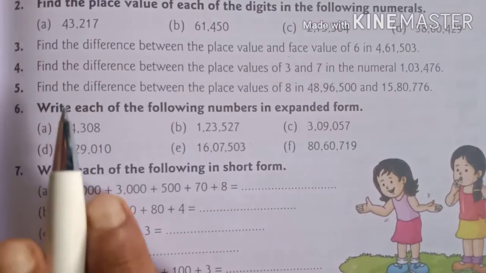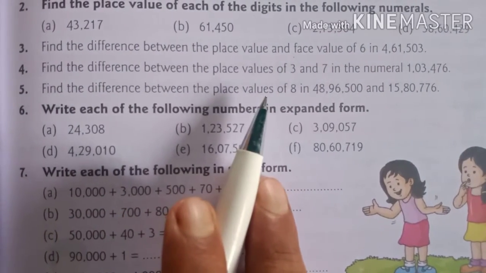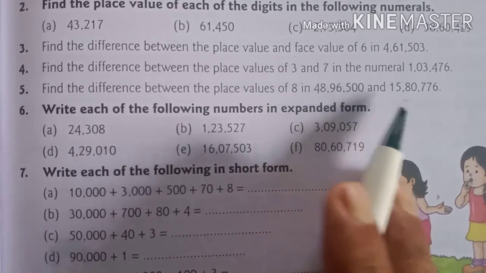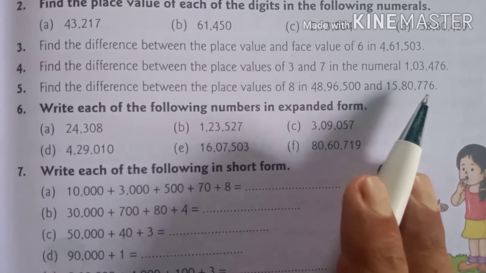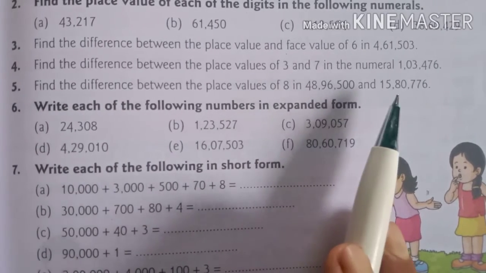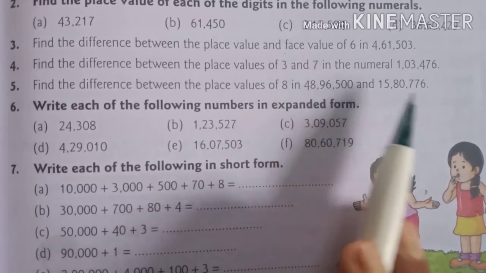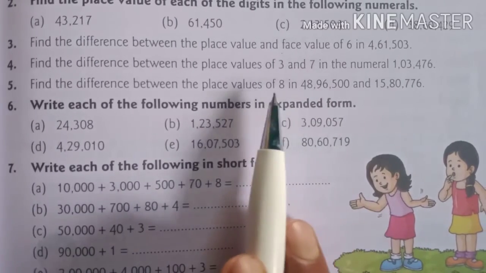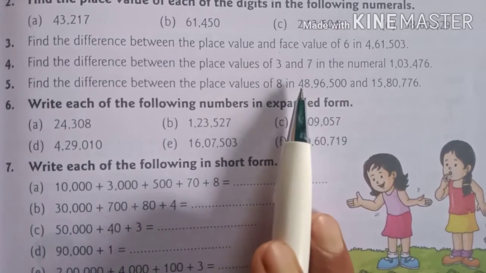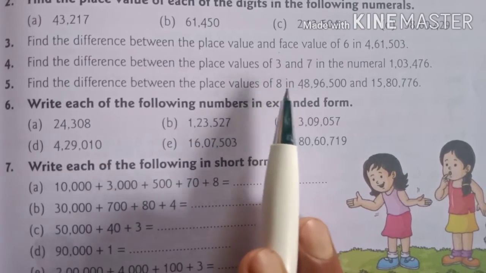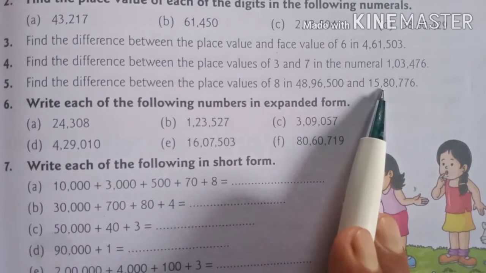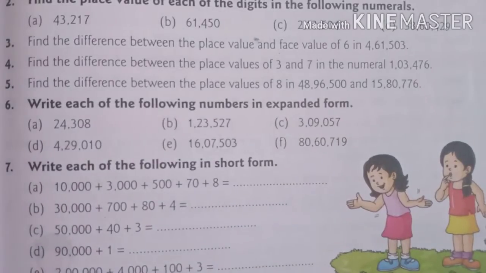See question number 5. Find the difference between the place values of 8 in 48,96,500 and 50,80,776. So look student, here you are given 2 numerals. First numeral is this and second numeral is this, and in both numerals you are having 8. So you are asked to calculate the difference of this 8's place value and this 8's place value. So you will solve like this.